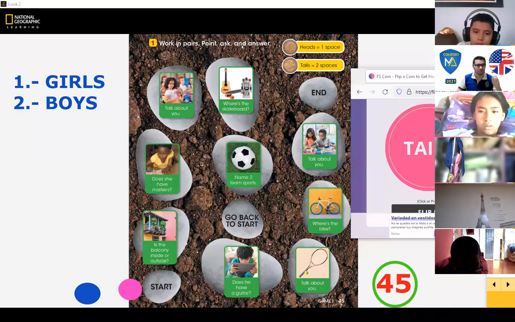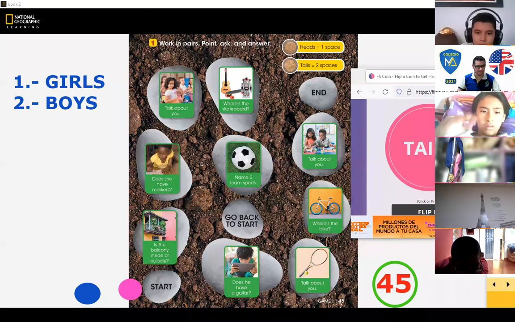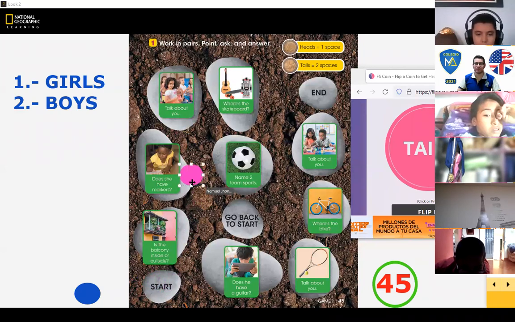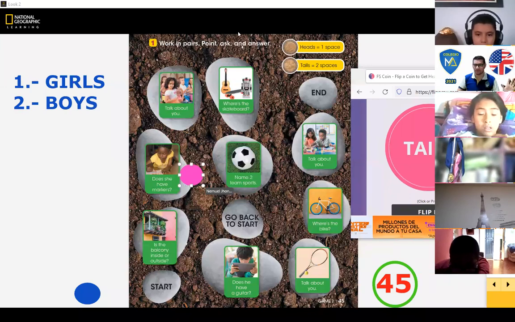Girls, you have two spaces. The tails, okay? This is gonna be for the girls. Let me see. From the start, one, two. Now, cualquiera de las girls me va a responder esto, okay? Esto es para las girls. Si las girls responden correctamente, se quedan ahí. Pero si las girls no responden, van a tener que regresar, okay?